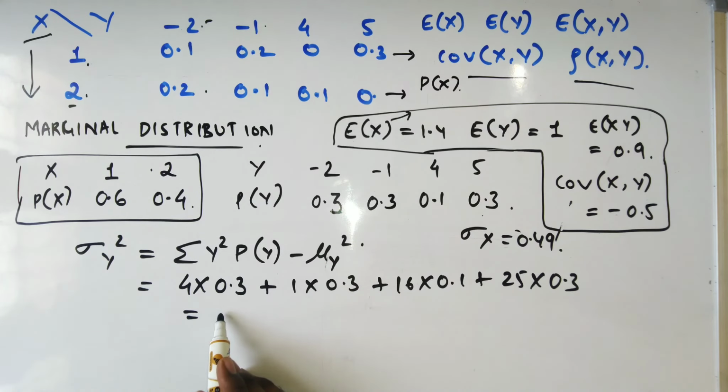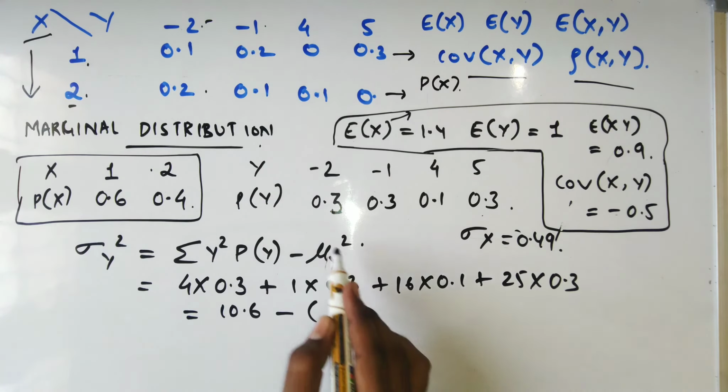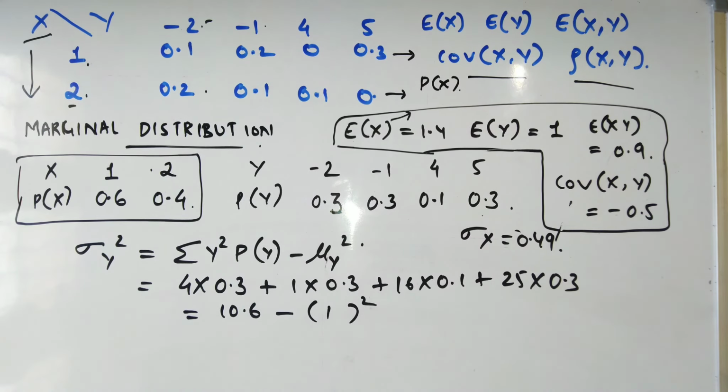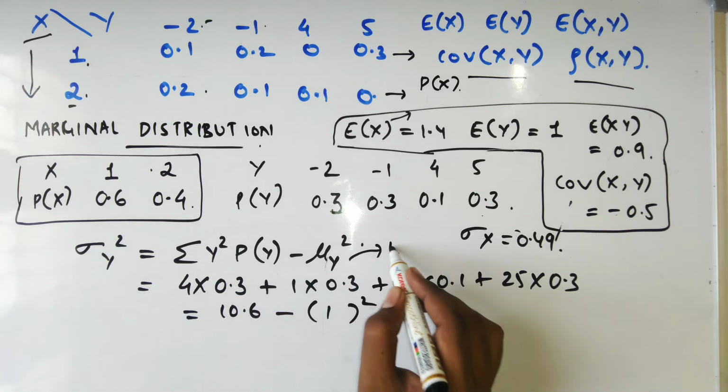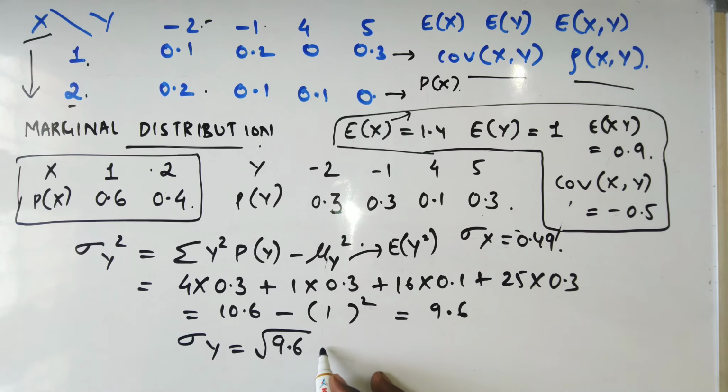First I'll calculate all these terms, then I'll take this. What will be the value of all these terms? It will be 10.6. I have to subtract from here mu y square. Mu y is 1, so 1 square. This is basically E of y square. 10.6 minus 1 is 9.6. This is my sigma y square. Now sigma y will be the square root of 9.6, that is nothing but 3.1. So we have the values of sigma x and sigma y.